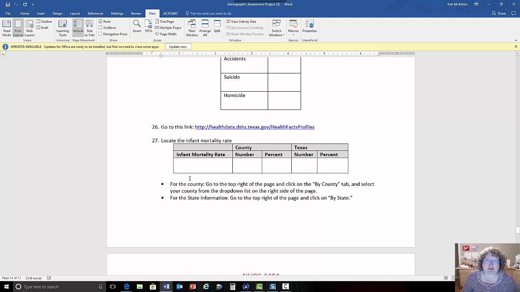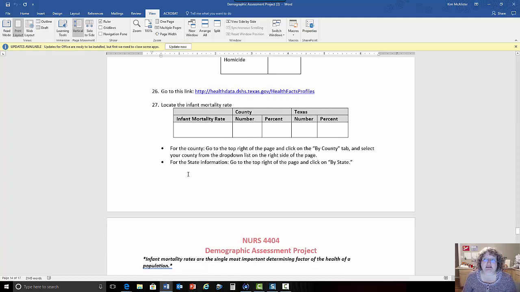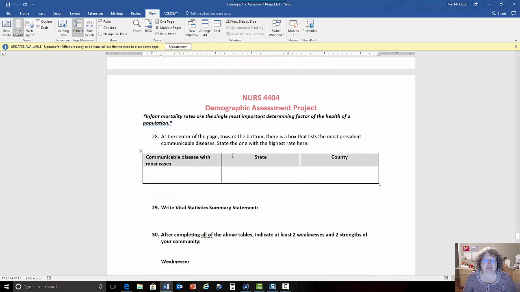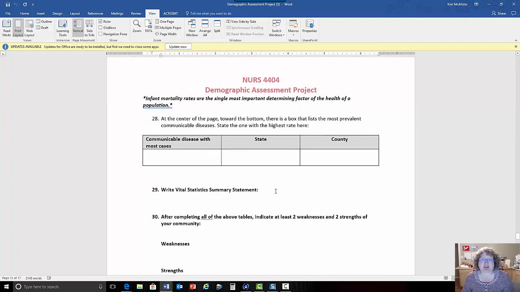Then go ahead and put in your county, the number in percent versus the state. You won't find that for the zip code. Some of the local health departments will have it and some don't, so it's not consistently available for the zip code. Then look at the most prevalent communicable diseases and put the one with the highest rate. Students are usually very surprised when they find out what the rate of communicable disease is.